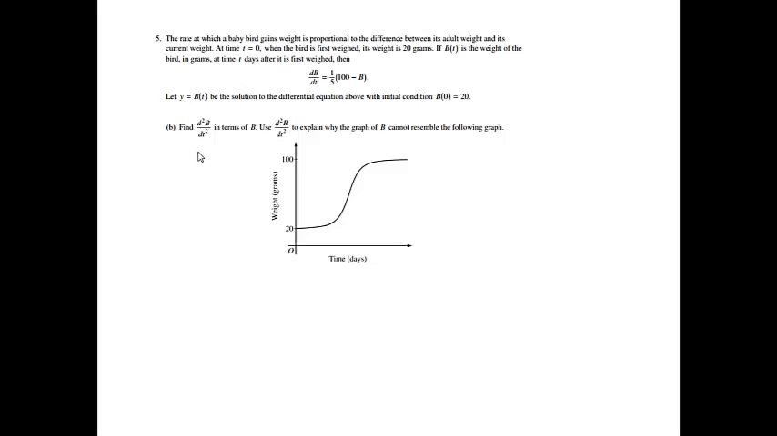Right, part B. Find d squared b/dt squared in terms of b. Use this to explain why the graph of b cannot resemble the following graph. So first part, second part. This first part means to take the second derivative. So here we go. The derivative of db/dt will be that d squared b/dt squared. For the right side, please keep in mind that the b is representing the y and the t is really representing the x in this problem.